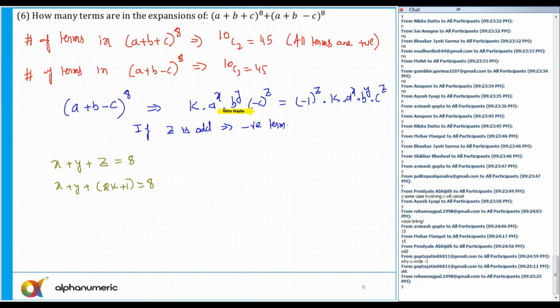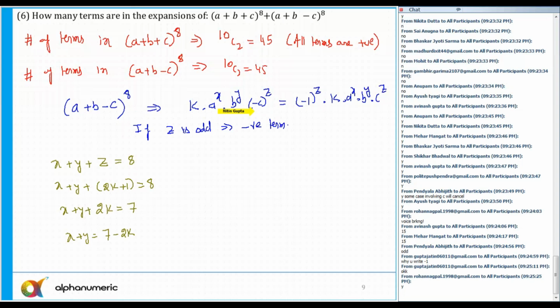Now even if k is 0, z is always an odd number. So now I need to solve the equation x plus y plus 2k plus 1 equal to 8, that is x plus y plus 2k equal to 7. Or I can say x plus y is equal to 7 minus 2k.